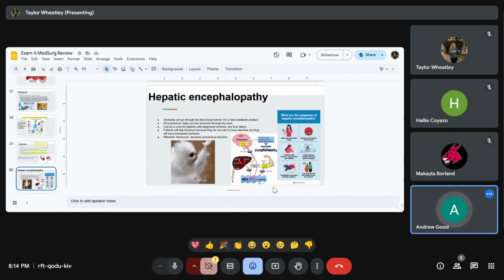Hepatic encephalopathy. This is the buildup of ammonia. Ammonia will pass the blood-brain barrier and will be very toxic to the brain and its brain function. You want to give lactulose if there's a buildup of ammonia, because that lactulose will bind to that ammonia and will be released in the fecal matter when you pass stool.